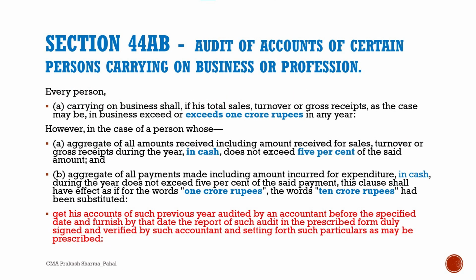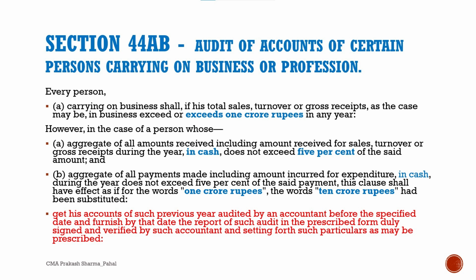Now coming to section 44AB, which relates to audit of accounts of certain persons carrying on business or profession. Every person carrying on business shall, if his total sales, turnover or gross receipts as the case may be, in business exceeds 1 crore rupees in any year, get his accounts of such previous year audited by an accountant before the specified date and furnish by that date the report of such audit in the prescribed form, duly signed and verified by such accountant, and setting forth such particulars as may be prescribed.